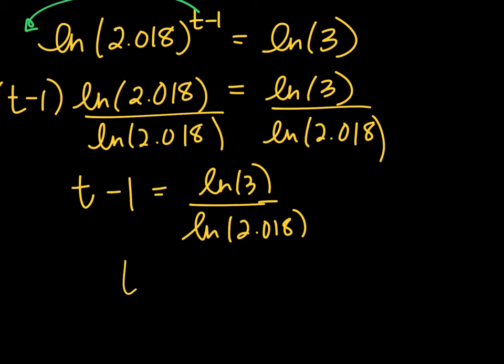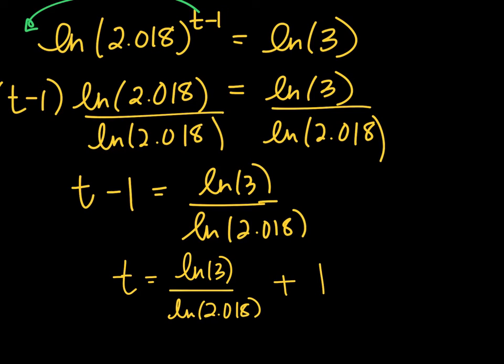And then just add 1 to both sides. So the right form of the answer would be the natural log of 3 over the natural log of 2.018 plus 1. And that's how you'd want to leave it. If you want to get a decimal approximation for that so that you feel better about checking your answer or something, that's, I guess, okay, but it's really preferable to leave it like that.